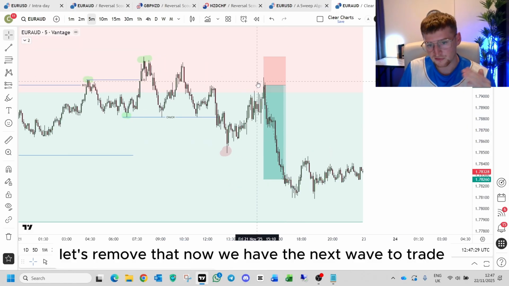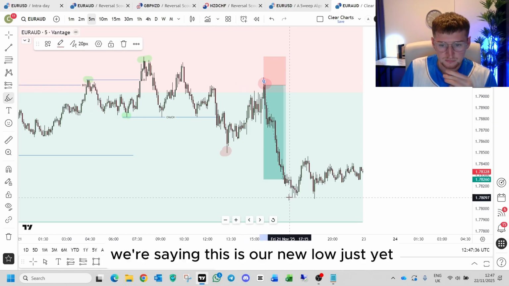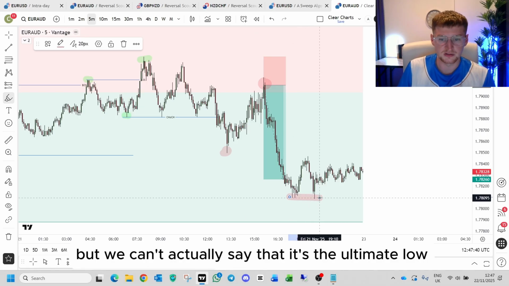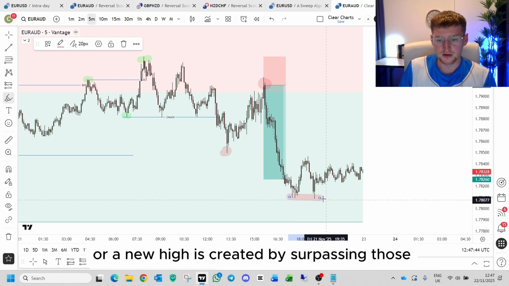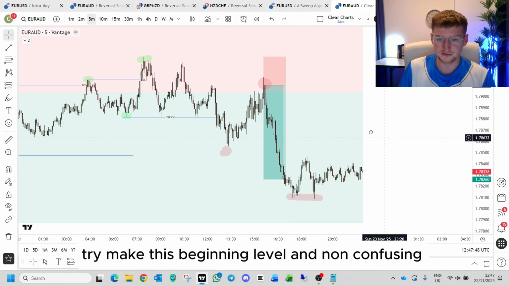Now we have the next wave to trade. Okay, so this has created us a new high, and we're saying this is our new low just yet, but we can't actually say that it's the ultimate low until either that is broken or a new high is created by surpassing those. But yeah, trying to make this beginner level and non-confusing.